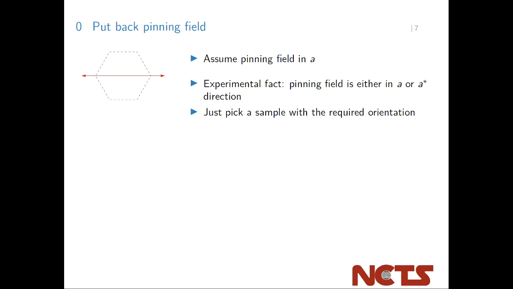For any given piece of sample, the pinning field is either in the A or A star direction. We don't know why, because we don't know for certain what's causing this pinning field, but we do know that this seems to be the case. So the implication is that you make a bunch of these samples, you test for the twofold direction in each of them, and presumably half of the samples would have their pinning field in the A direction. So for bismuth selenide, you really get this setup for free.